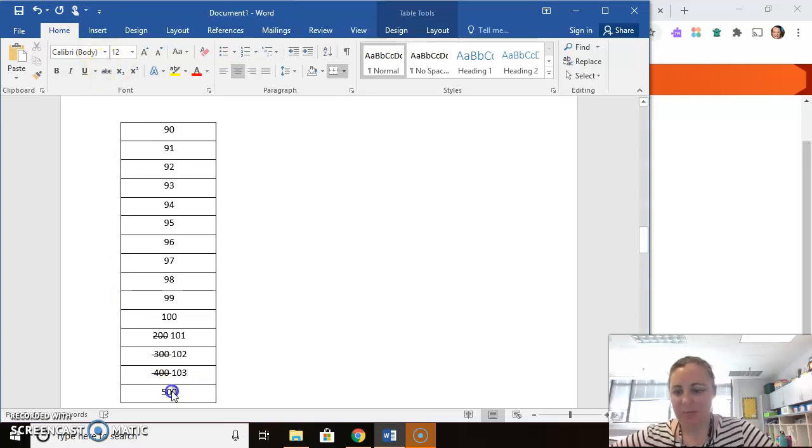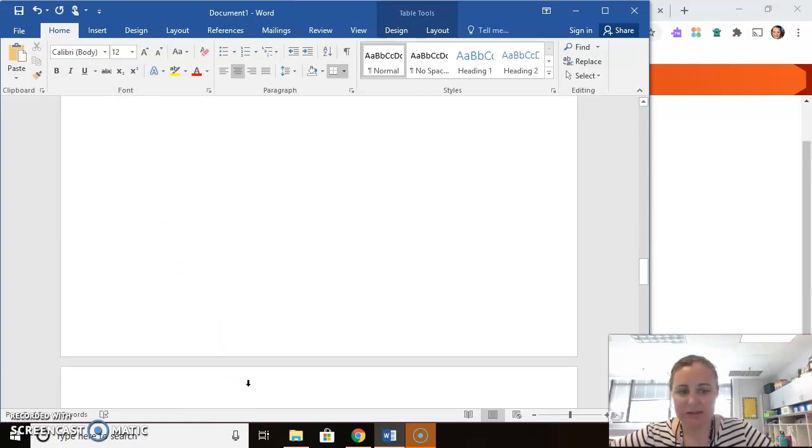That's a very common mistake that we see, especially right when we get above 100. We tend to get kind of lost. So now I've corrected this. 100, 101, 102, 103, and 104. Let's look at another one.